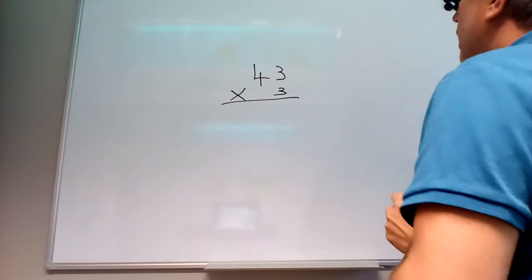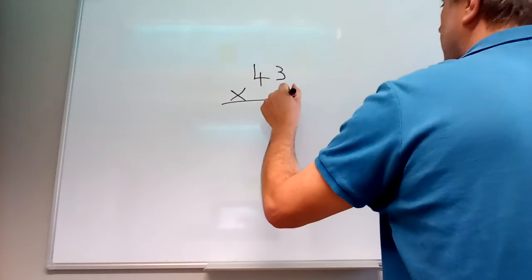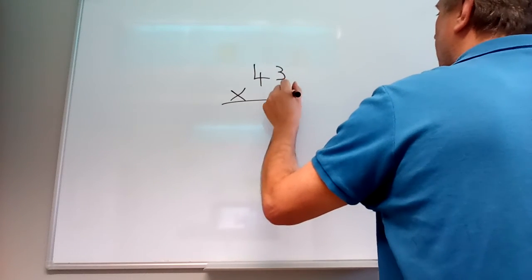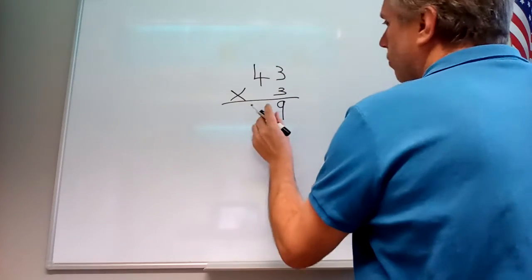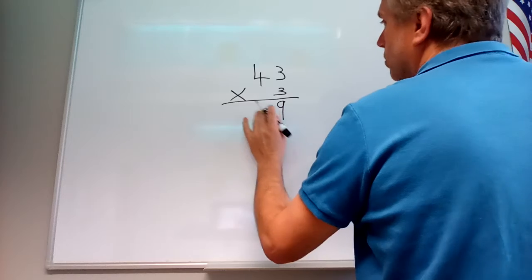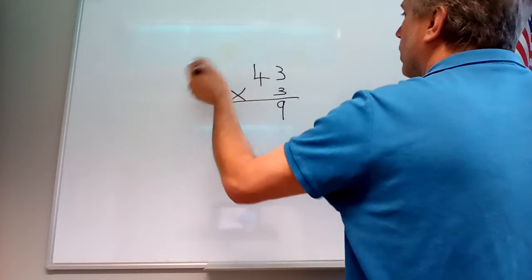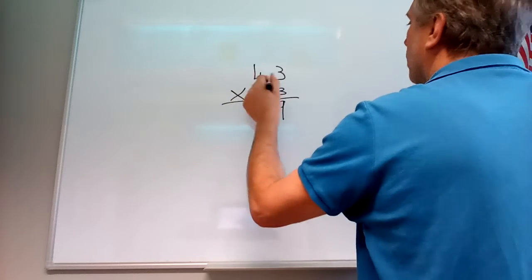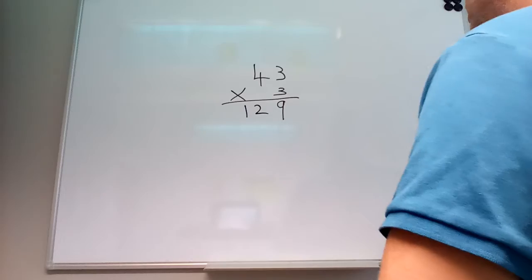So let's go 43 times 3. 3 times 3, again, is 9. And 3 times 4 is 12. Now, I said before you can't put 2 numbers, but when you're at the very last number that you're doing, you can do that. There's nowhere to carry anything to. This is our last number. So you can just put a 12 down there if that's your last number.